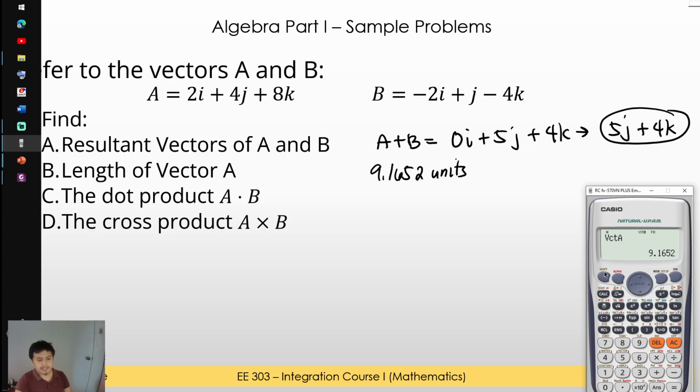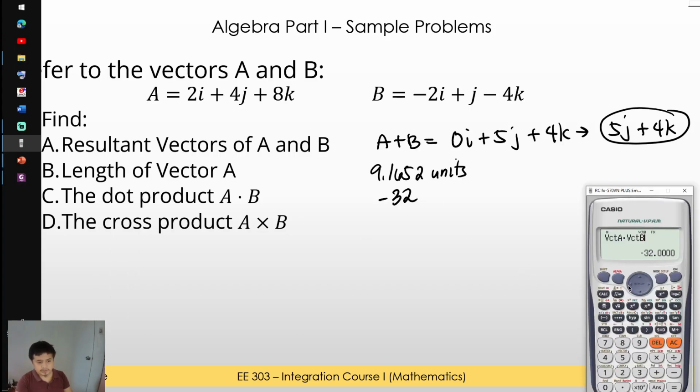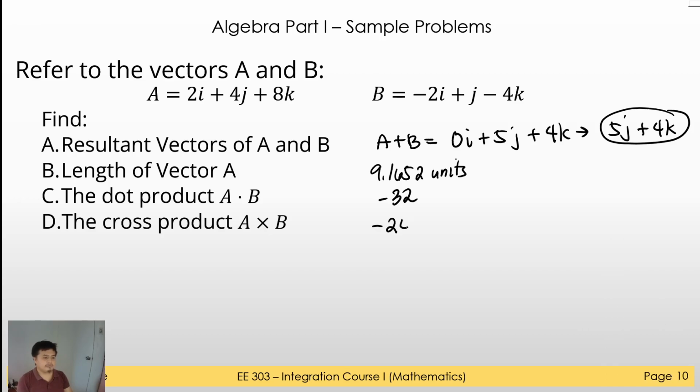Okay. For the dot product, how do we find the dot product of two vectors? We can utilize an operator here. So shift 5, and then we have dot, and then input also the vector B. So the dot product will be negative 30. Okay. For the cross product, you just have to remove this dot. So the answer should be negative 24i minus 8j plus 10k.